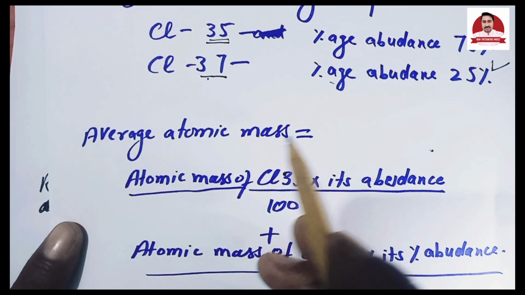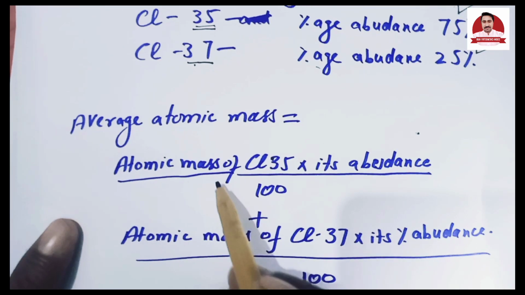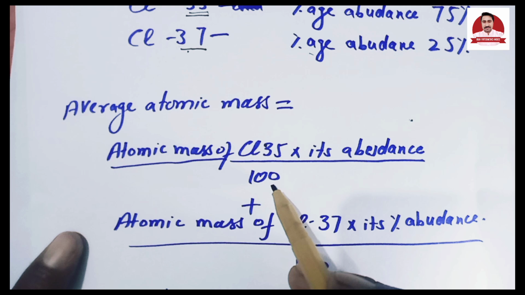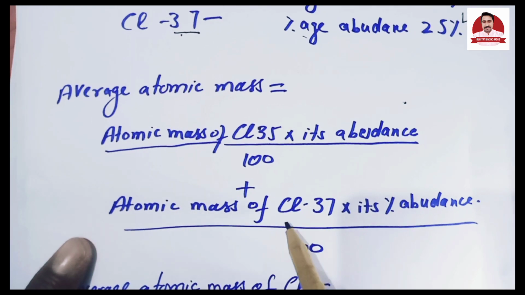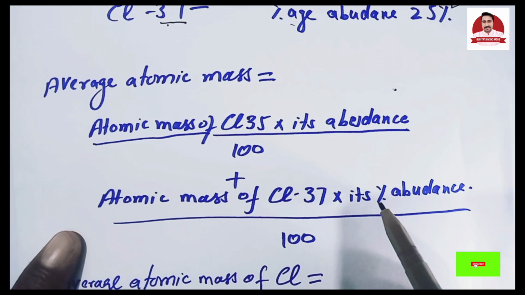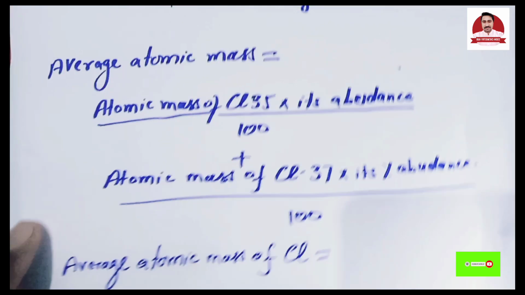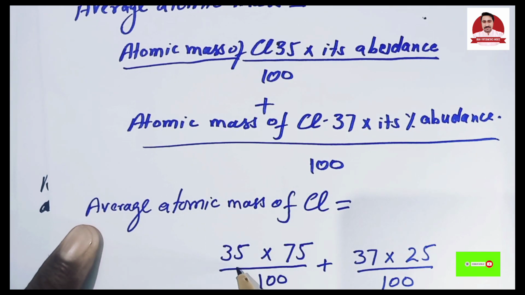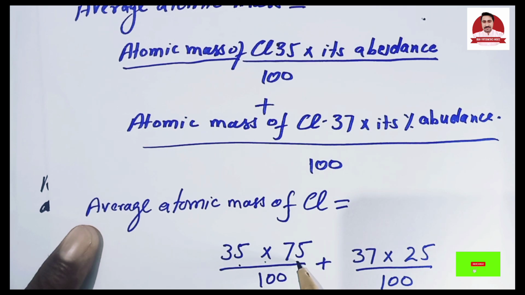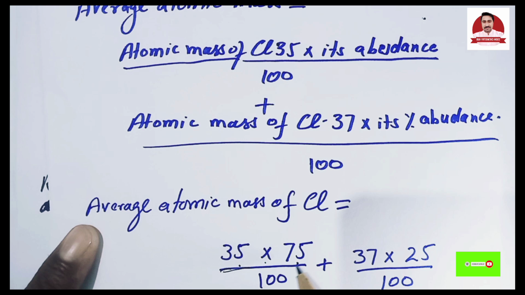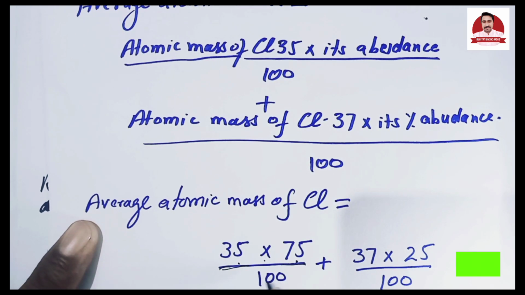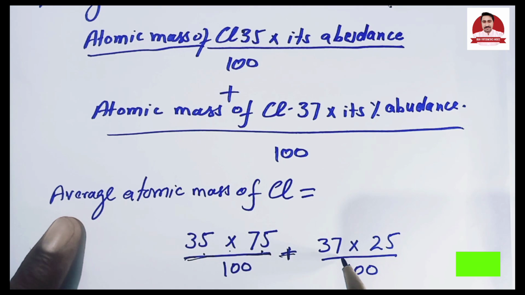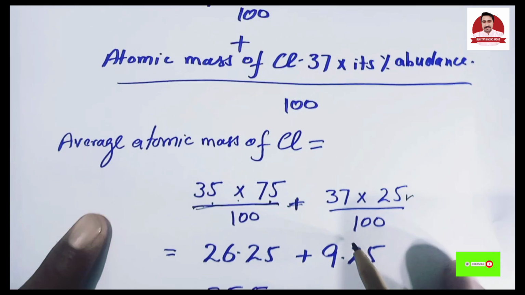So the average atomic mass of chlorine is the atomic mass of chlorine-35 multiplied by its abundance divided by 100, plus the atomic mass of chlorine-37 multiplied by its percentage abundance divided by 100. When we put in the values, the atomic mass of chlorine-35 multiplied by its abundance, we know that chlorine-35 has an abundance of 75%, divided by 100, plus the second isotope chlorine-37 multiplied by its percentage abundance divided by 100.